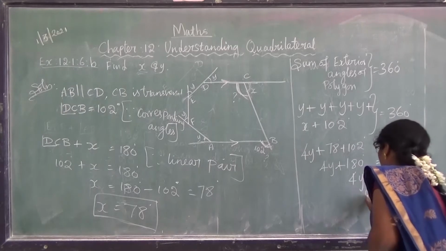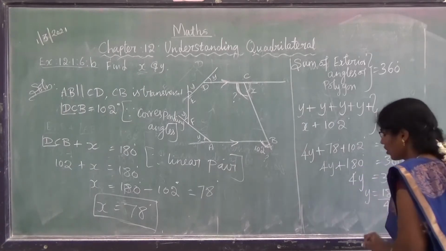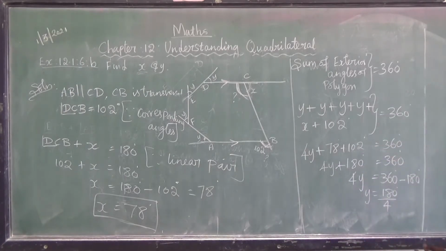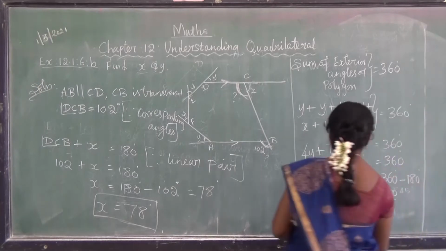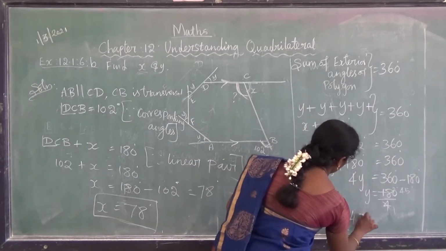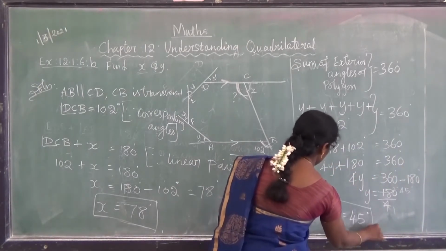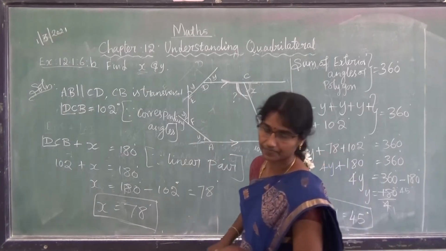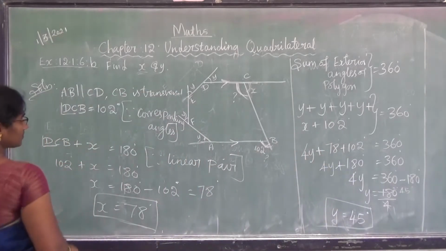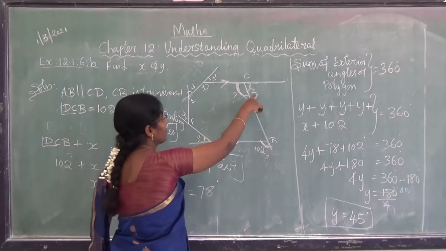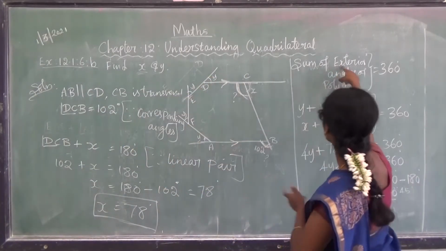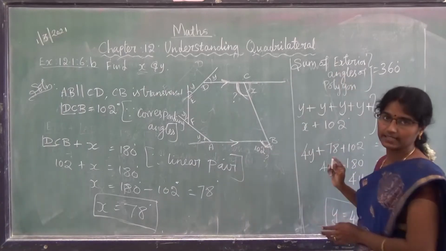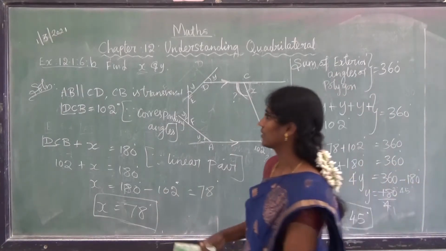Now we need to find the value of y by dividing by 4. 180 divided by 4. If we cancel it using the 4th table, 4 fives are 20, so it is 45 degrees. Therefore the value of y is equal to 45 degrees. Is it clear? For finding x, we used the parallel line concept. For finding y, we used the exterior angle property. Is it clear? Okay.